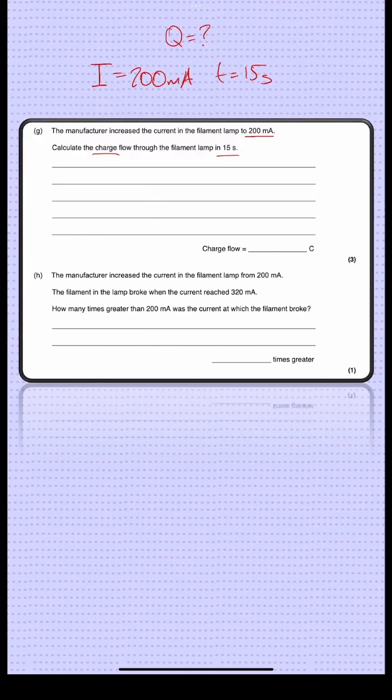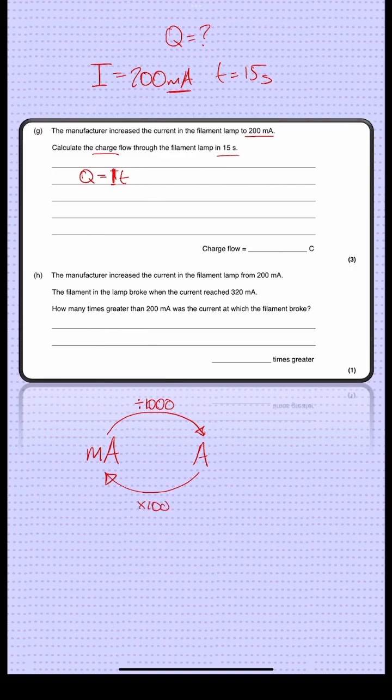So yep, Q equals IT. We need to remember to convert it. So before you put any numbers in, always check whether you need to convert anything. This is milliamps. We need to convert from milliamps to amps. It's like converting millimeters to meters. So if you're going to do that, you're going to divide by 1,000. If you're going to go from amps back to milliamps, you're going to times by 1,000.